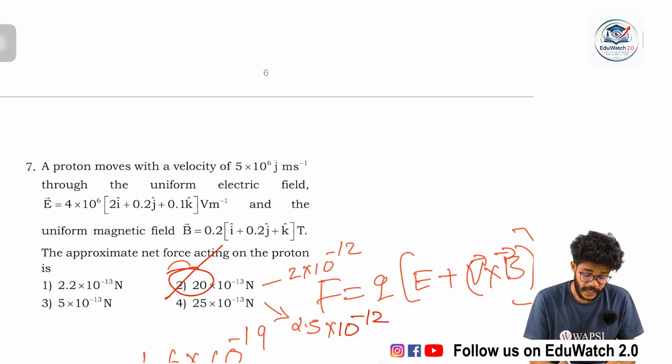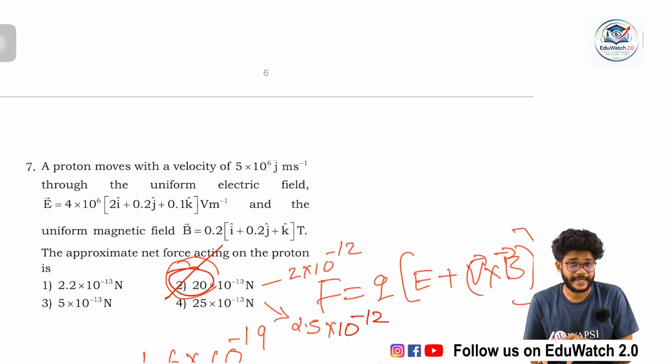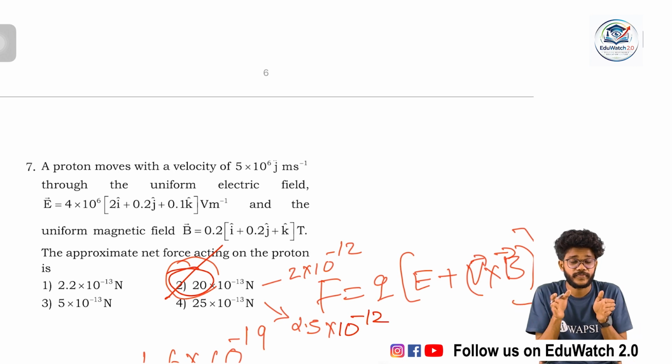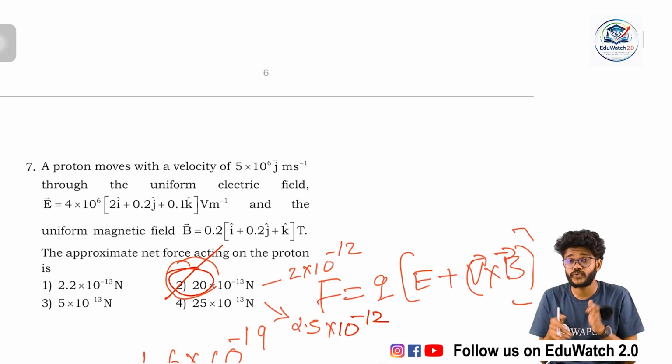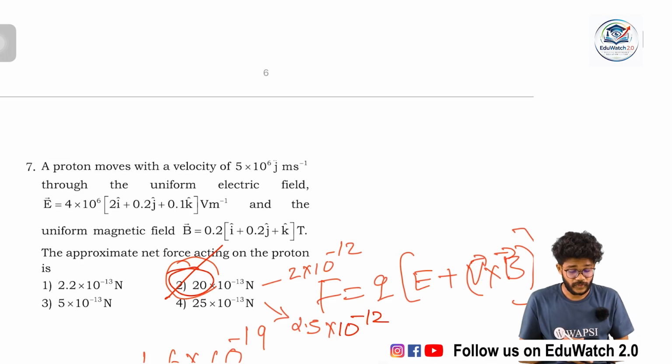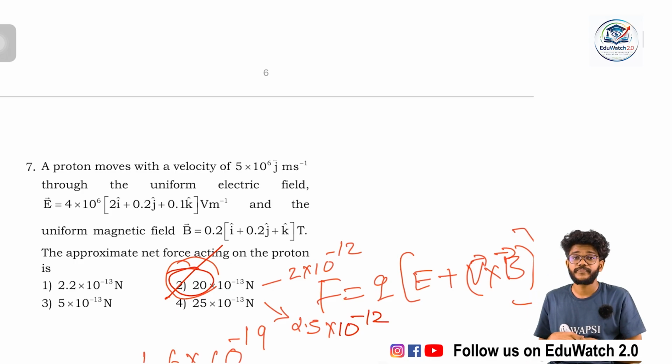Okay, we can do the problem like this in the exam. Okay, and then we can choose the answer, which answer is nearer to our answer, so the error will be less. So we can choose the answer like that also. Okay, so option 2 is the correct answer.